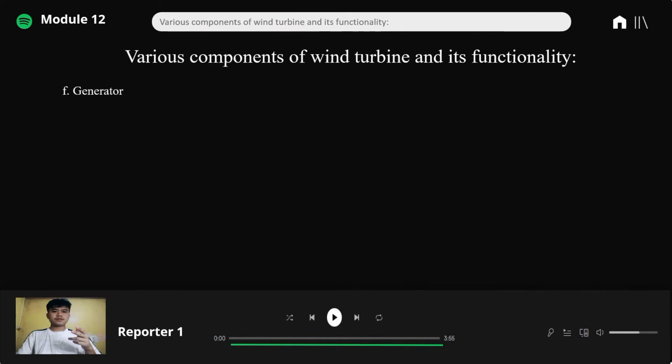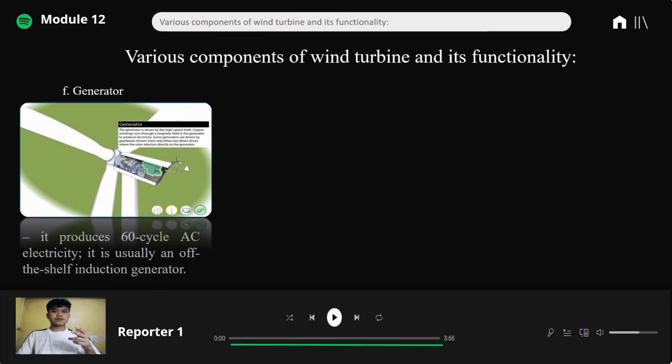Next, we have the generator. The generator produces 60-cycle AC electricity, or alternating current electricity. It is usually an off-the-shelf induction generator. The generator is driven by a high-speed shaft. Copper windings turn through a magnetic field in the generator to produce electricity. Some generators are driven by gearboxes, and others are direct drives where the rotor attaches directly to the generator.